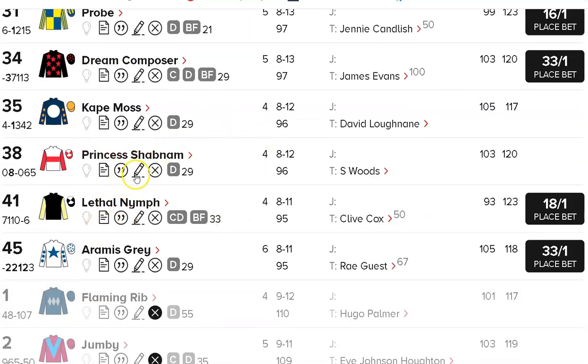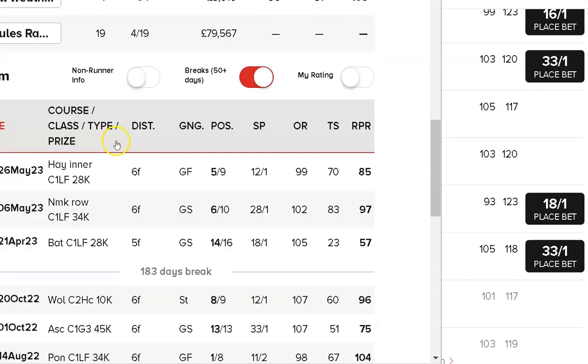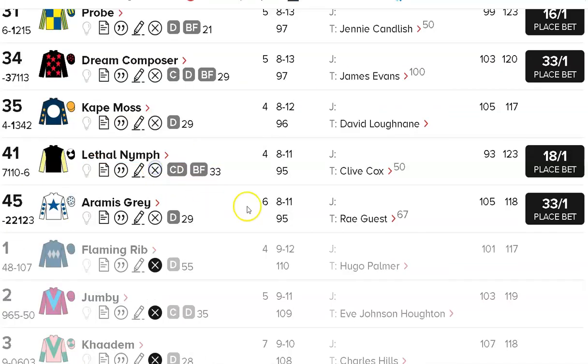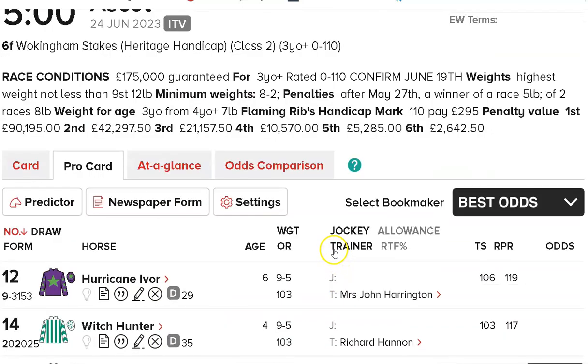There are quite a few fillies still left in, and they're definitely worth considering. Aramis Grey is a filly, more of an all-weather horse. Doesn't look good enough, but you can't just dismiss them willy-nilly. Princess Shabnam, she's a nice filly, but she ran in a listed race last time out. That's no good. So I'll just complete the task, and then we'll have a look at who's really left.